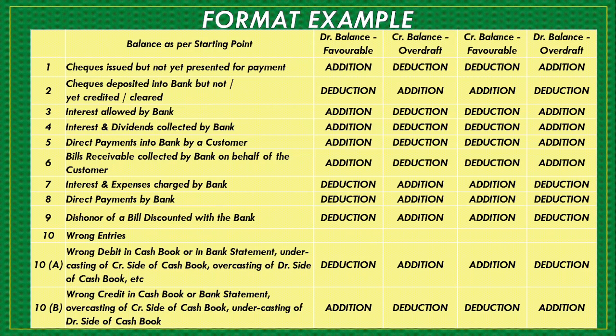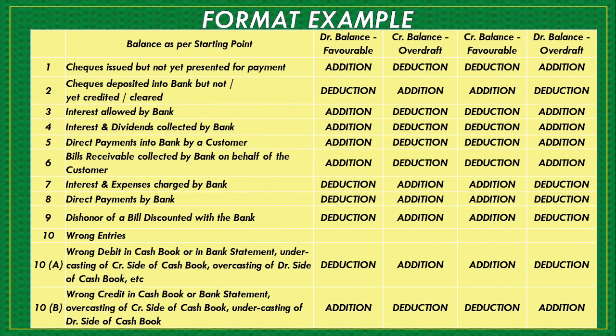Number 8, direct payments by the bank. If your starting balance is favorable debit, it will be deduction. If your starting point is credit balance overdraft, it will be addition. If your starting point is a credit balance favorable, it will be addition. And if your starting point is debit balance overdraft, it will be deduction.